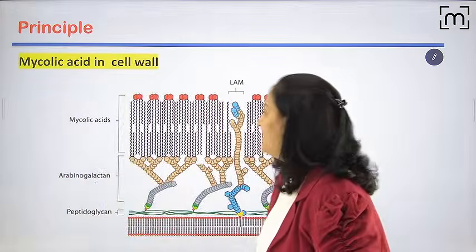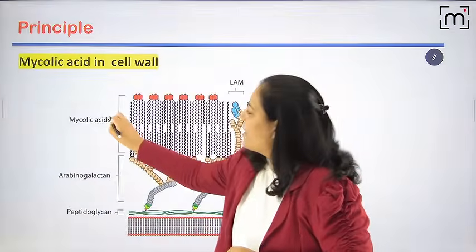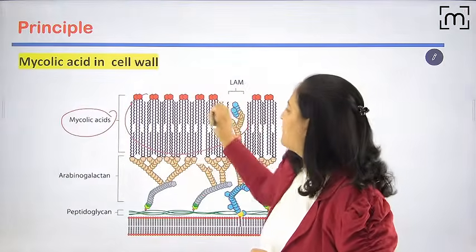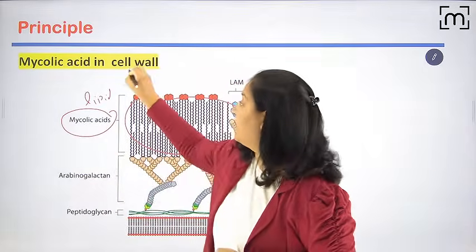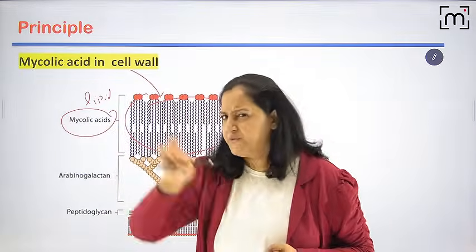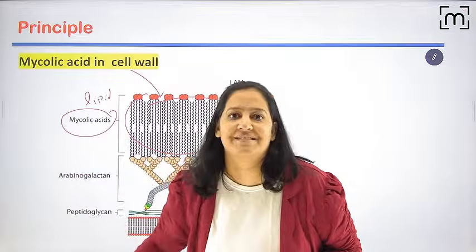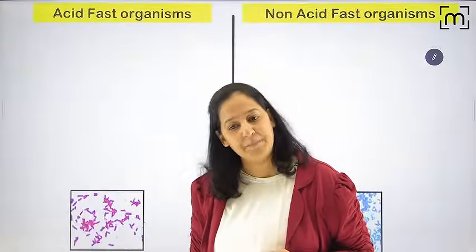What is the principle here? Appreciate the cell wall. In the cell wall, appreciate the mycolic acid. It is a type of lipid present in the cell wall, which is acting like a guard and it inhibits the entry of H2SO4. H2SO4 cannot enter if mycolic acid is present. So that is the principle over here. The principle is again cell wall.